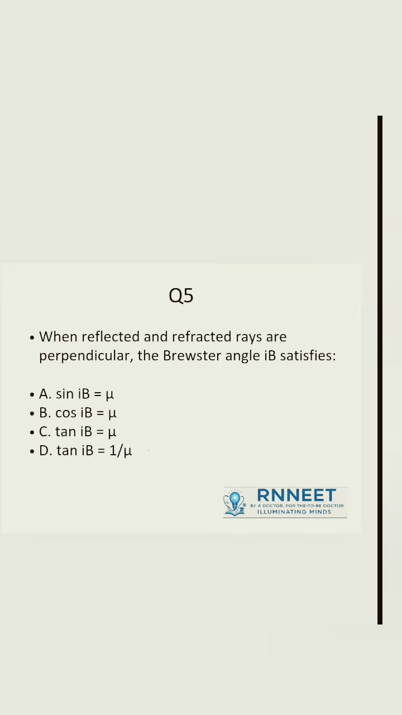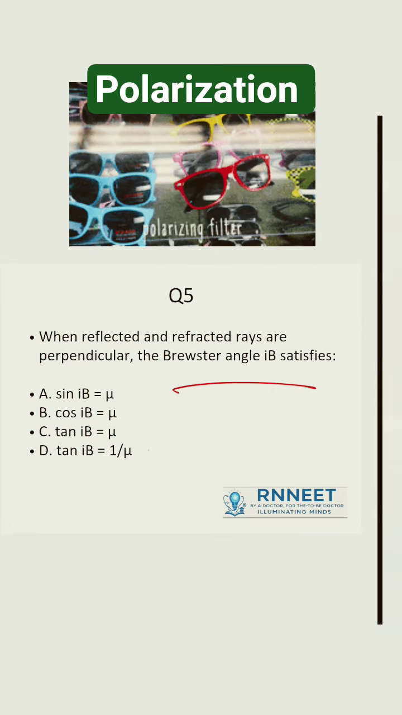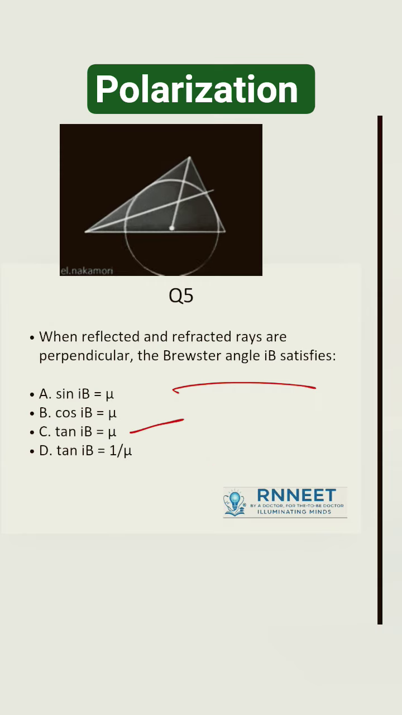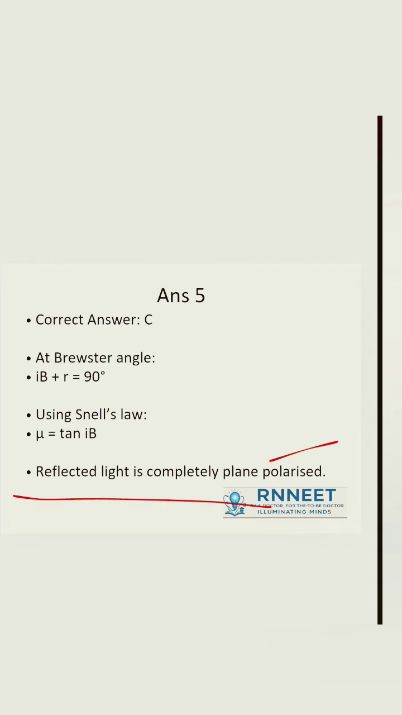When reflected and refracted rays are perpendicular, simple, the Brewster's angle. When the reflected and the refracted ray become perpendicular, it basically gets polarized, which means that tan of iB is equal to mu. So that is what the Brewster's formula or Brewster's angle says. And so that is what actually comes out with reflected light being completely plane polarized.